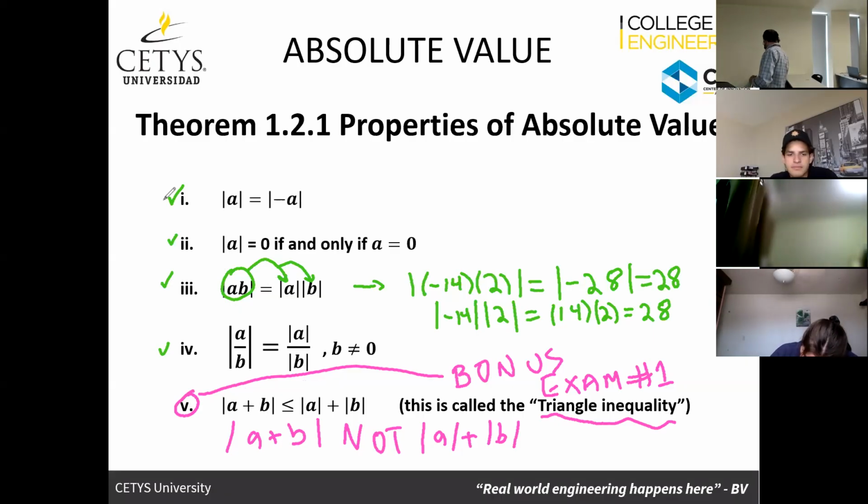If you guys can do that, that's going to be a bonus. So the bonus is going to be in the exam. There's going to be a last problem that's going to say demonstrate the triangle inequality, and you have to do the demonstration of how you get from the left side to the right side. And again, that's totally optional.